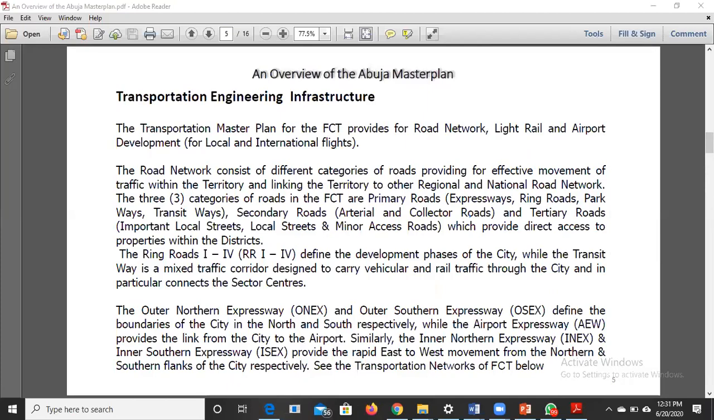I'm reading the slide now. The transportation master plan for FCT provides for road network, light rail, and airport development for local and international flights.